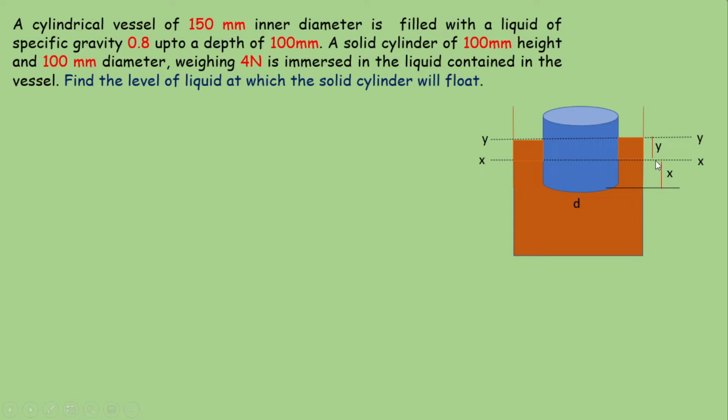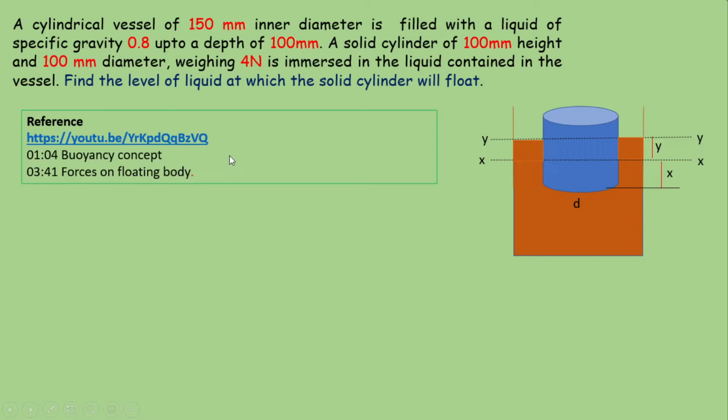Let X be the depth of the bottom surface of the cylinder with respect to the original level, and Y indicate the rise in water level. The theoretical details of buoyancy concepts are discussed in this video, so if you want more details, you can refer to it.